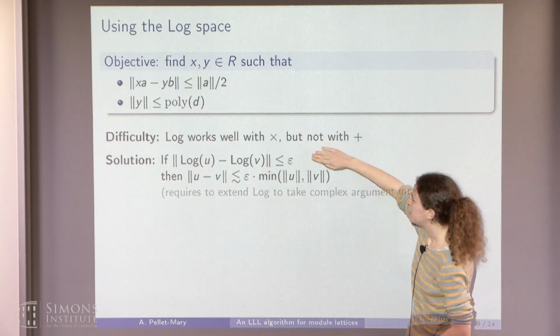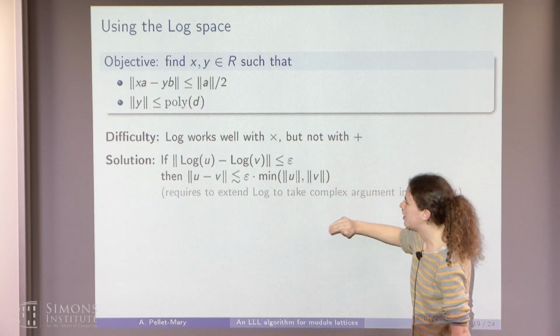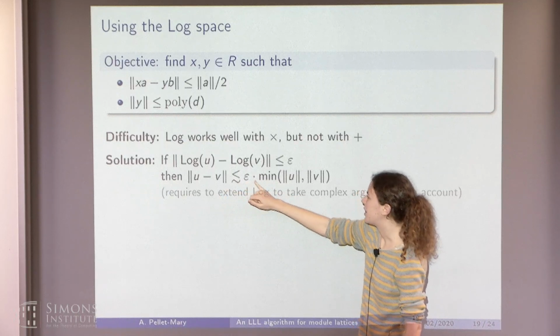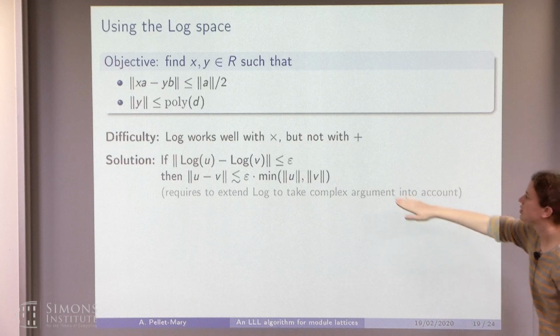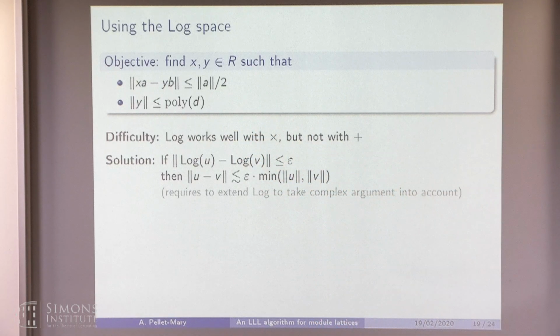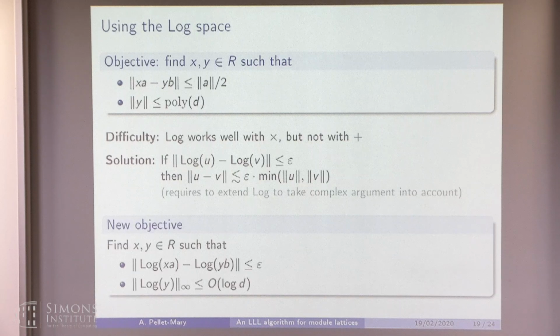And how close is this? So if the logs are smaller than epsilon, roughly the difference between the elements is smaller than epsilon times the size of the elements, which is good because here I can allow a factor a. So I can re-express everything as: I want log xa minus log yb to be smaller than some small epsilon, let's think about 1 over poly in the degree of the field, and log y smaller than big O of log b.